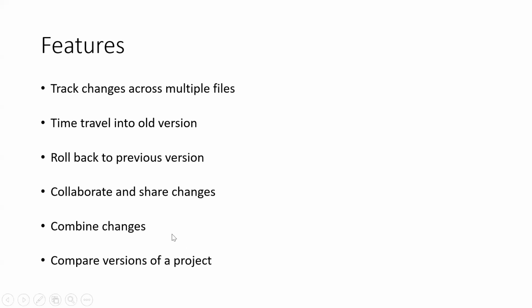Okay, so collaborate and share changes are this kind of stuff. Combine changes. Okay, we can combine the changes and compare different versions of a project. So those are the features. That's why Git or any other version control system is very useful in a live project.